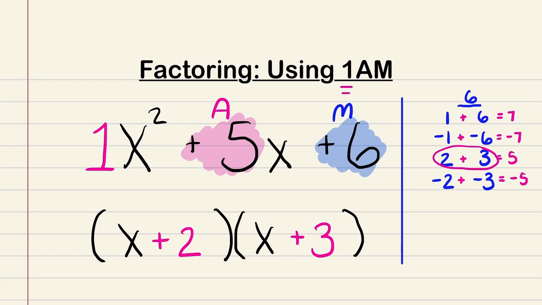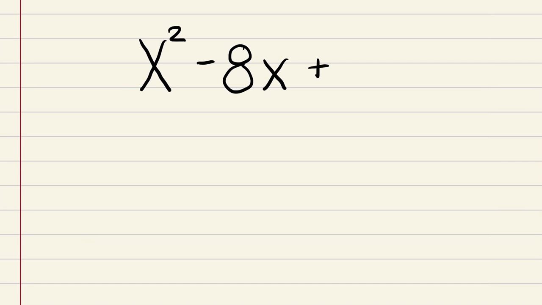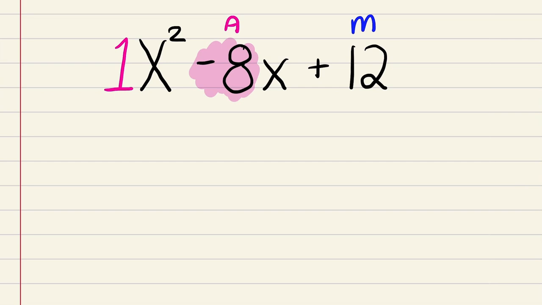Let's take a look at another example. Again, I'm allowed to use 1am as long as my leading coefficient in front of my x squared term is 1. So if I start with x squared minus 8x plus 12, I would be able to use the same method because there's a 1 in front of this x squared. That means I need factors that add to a negative 8 this time. The sign is very important. Make sure you carry that sign with your number. And multiply to a positive 12. Again, signs are extremely important.